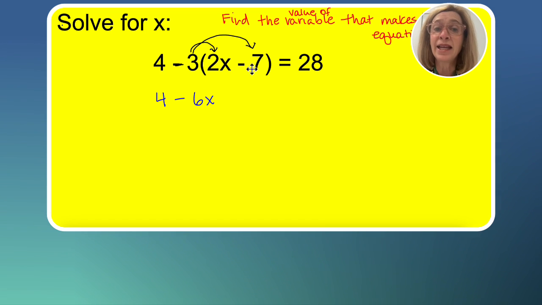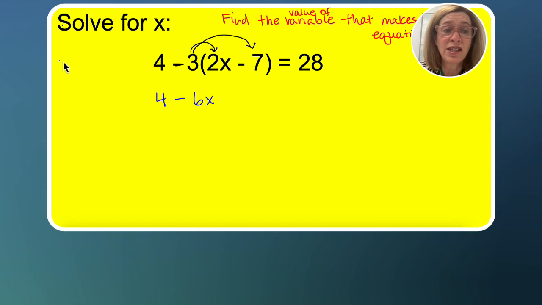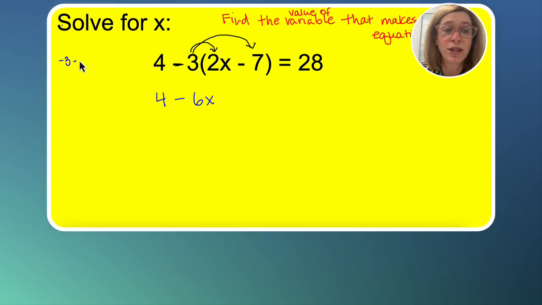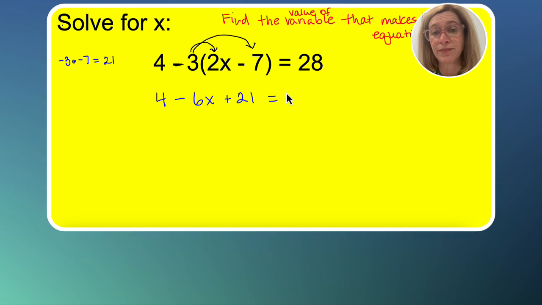-3 times -7. If I have to go off to the side, just go to the side of your paper. -3 times -7: we know a negative times a negative is going to give me a positive, and 7 times 3 is 21. So plus 21 equals 28.